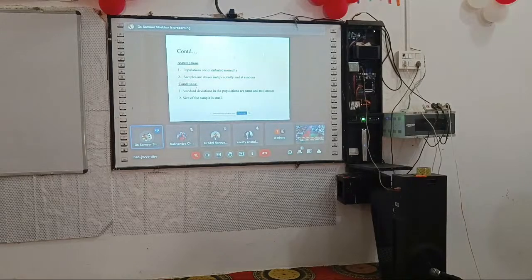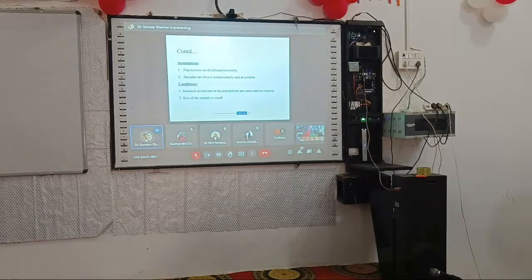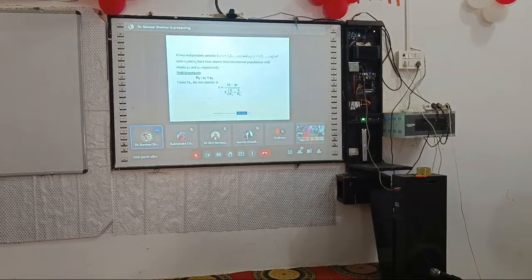As soon as the assumption changes, whatever machine or instrument you have to use will change, okay? So the samples are drawn independently and at random from the same population. The standard deviations in the populations are the same, and no more. Okay? The size of the sample is small, that is certainly less than 30. Here the formula becomes different.